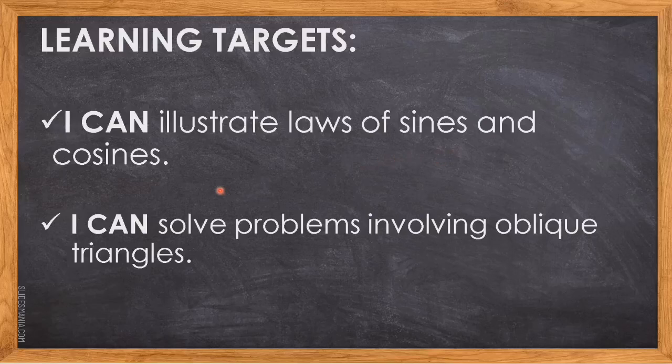So ano ba yung mga ginagamit kapag ang gagamitin natin is the laws of sines or laws of cosines. And lastly, you can solve problems involving oblique triangles. So, hindi natin pwedeng gamitin yung process na ginawa natin doon sa pag-solve ng right triangle. So, merong ibang way sa pag-solve ng oblique triangles. Ito na nga yung paggamit ng laws of sines and cosines.